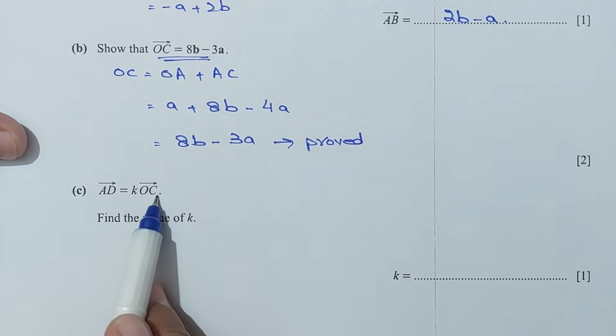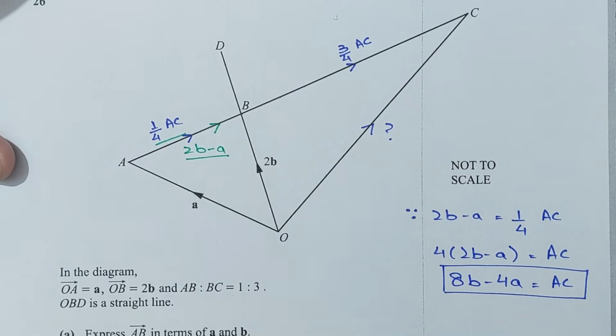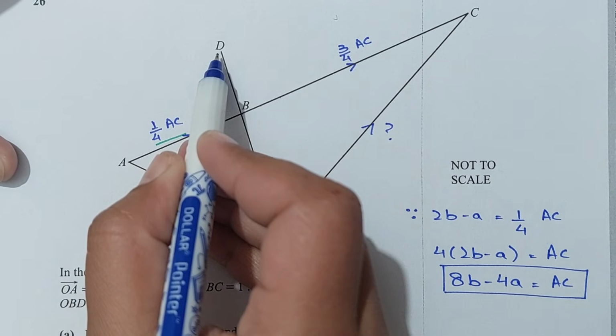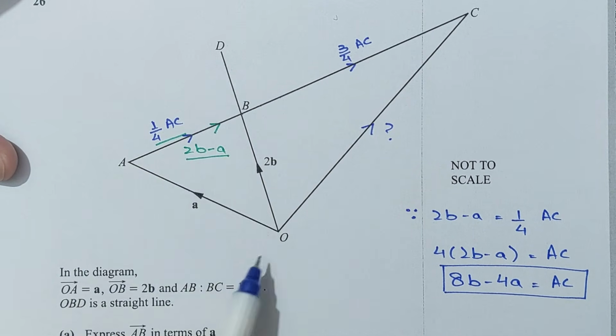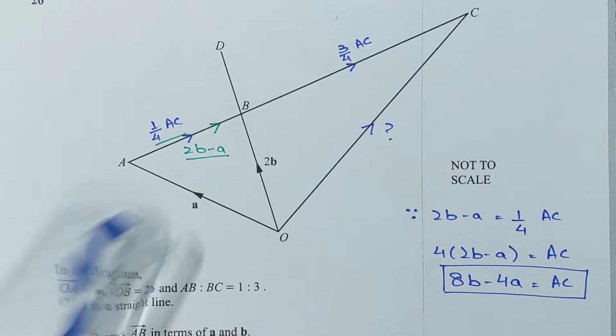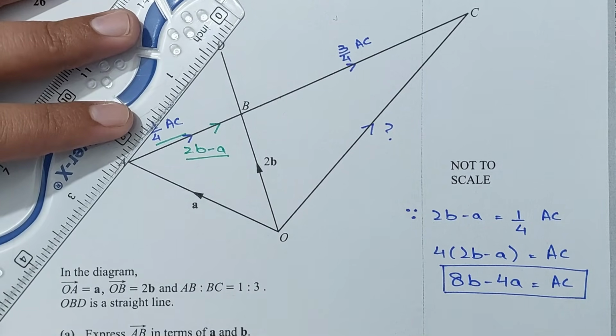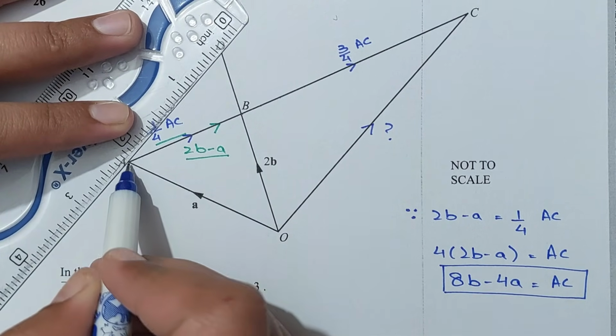Now moving to part C. AD is k times OC. What is AD? A to D is some constant times O to C. Okay, join A to D. We have to find what is AD.